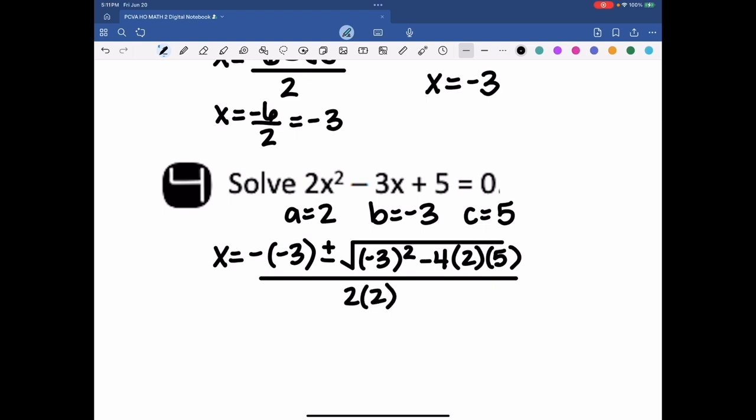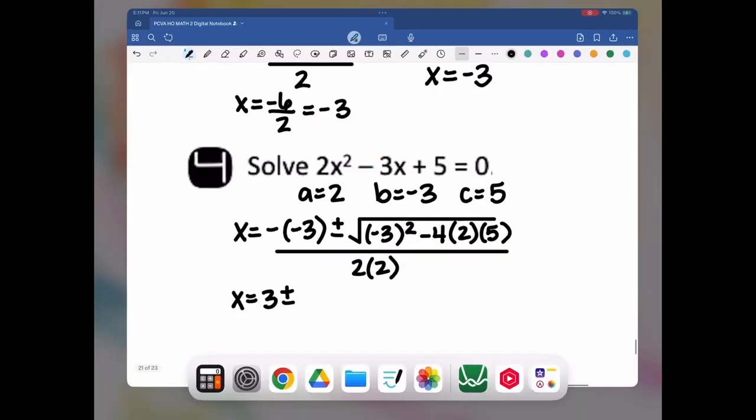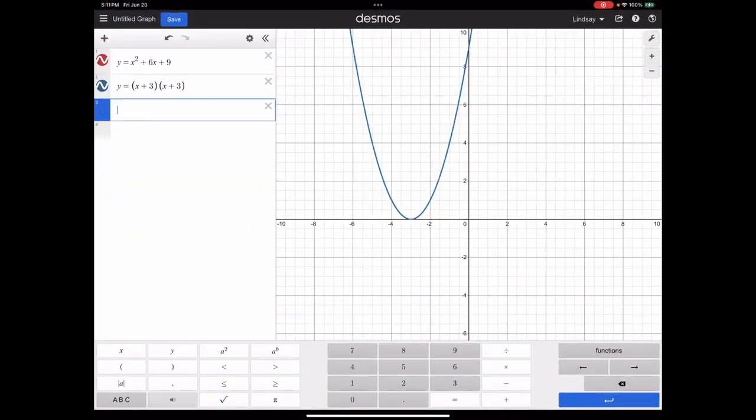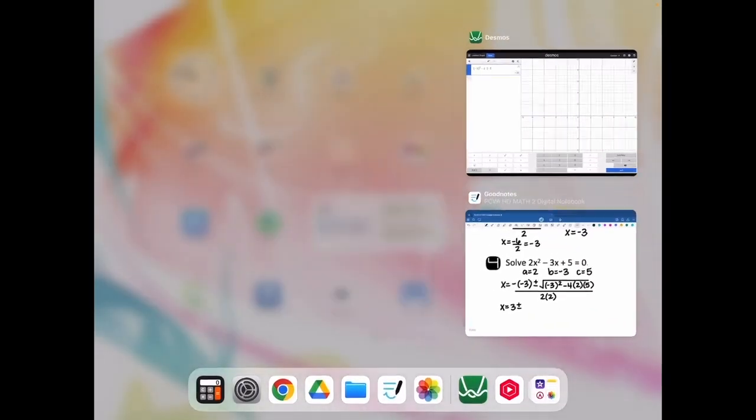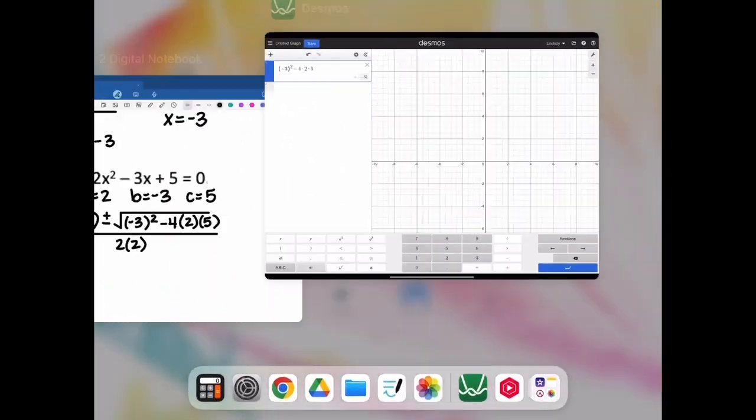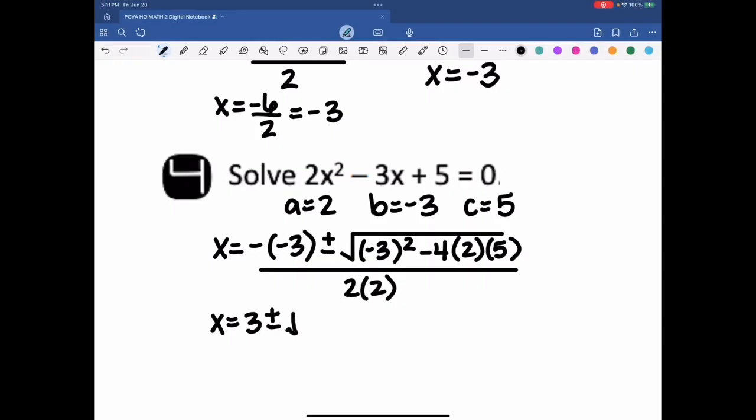And again, we want to simplify, so we're going to say 3 plus or minus, and we're going to do negative 3 squared minus 4 times 2 times 5. I believe it was times 5, yes. And we get negative 31. So that negative means I have no real solutions, which means we're going to have two imaginary solutions here when we simplify. So I have the square root of negative 31, and that's all being divided by 4.